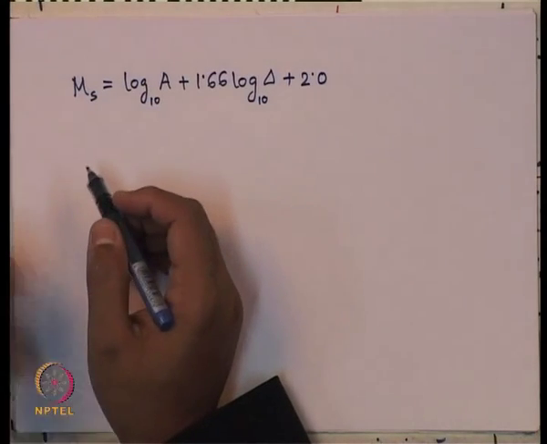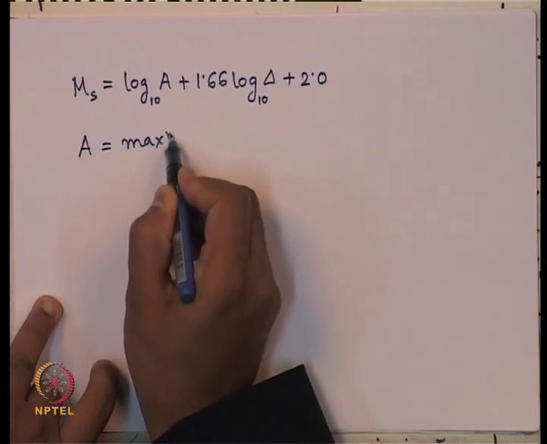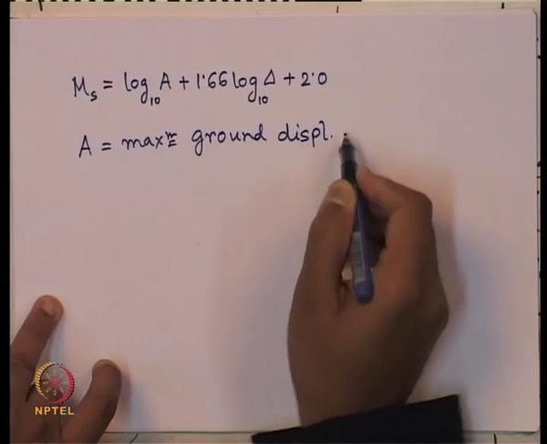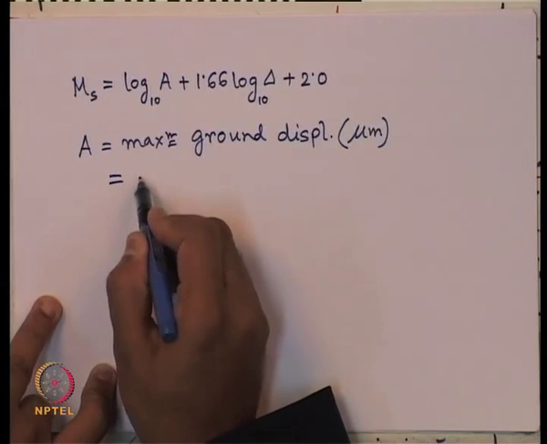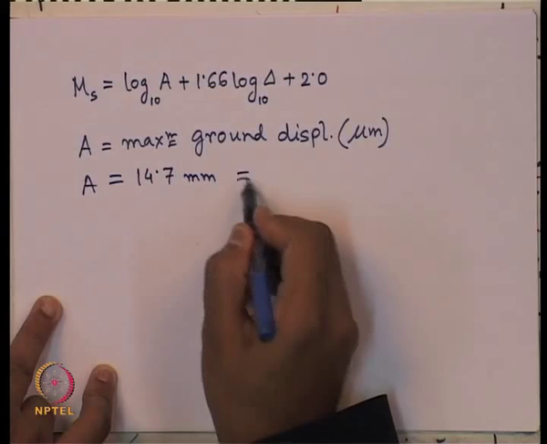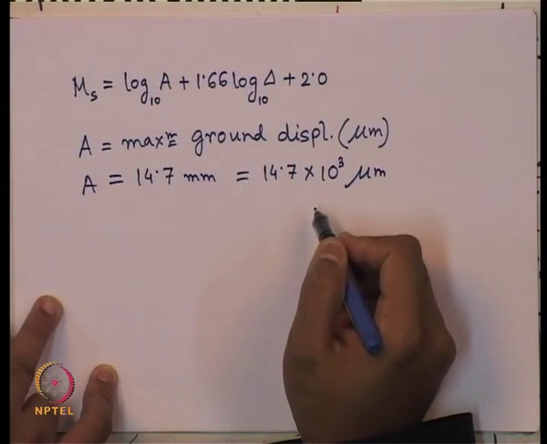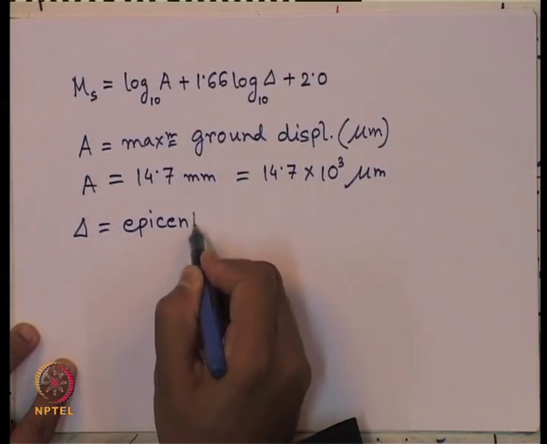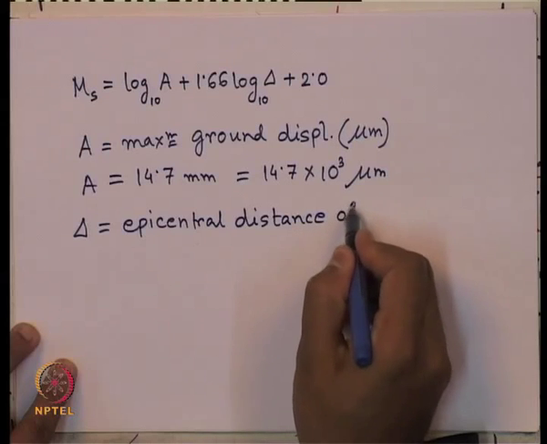Now, in this case, what is the value of A? A is the maximum ground displacement in the unit of micrometer, not millimeter. So, this value is given to us as 14.7 millimeter, which is nothing but 14.7 into 10 to the power 3 micrometer. And what is delta? Delta is the epicentral distance of the seismograph.